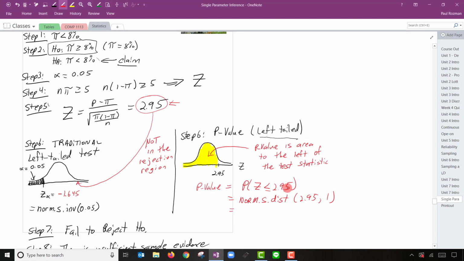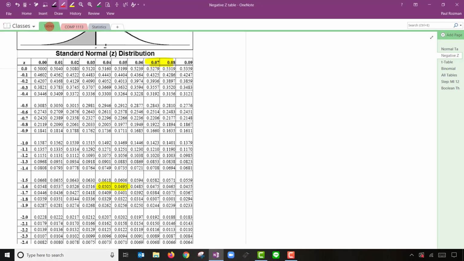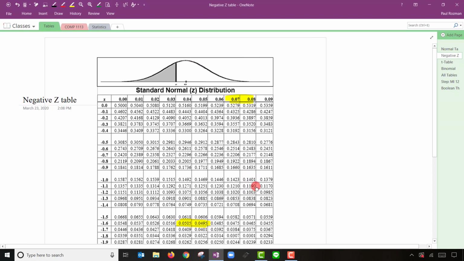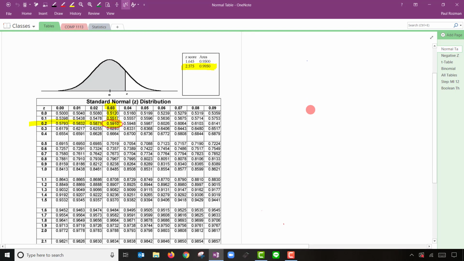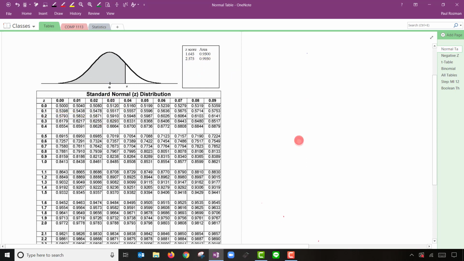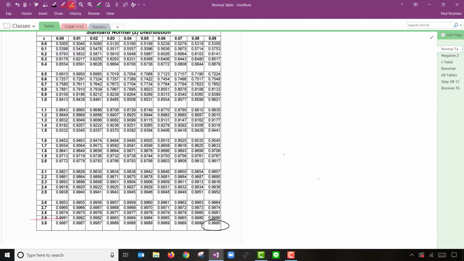Let's go look up 2.95 in our Z table. I have my negative Z table open here. Let me go to my positive one. Not that I couldn't have figured it out from the negative. We're looking for 2.95 now. So 2.9 is in this row, and we're in column 5. So our area is 0.9984.